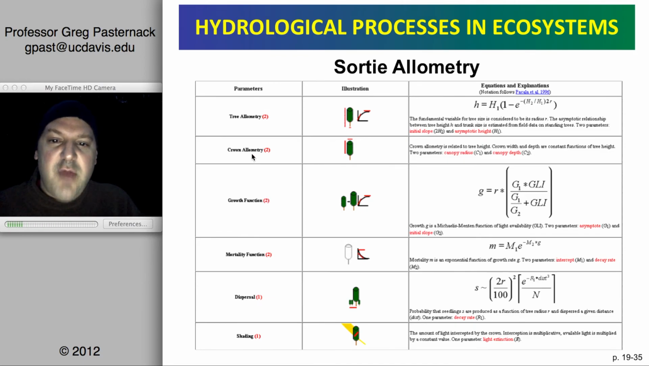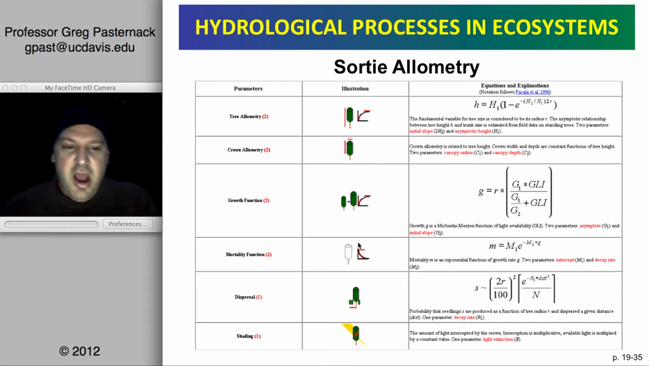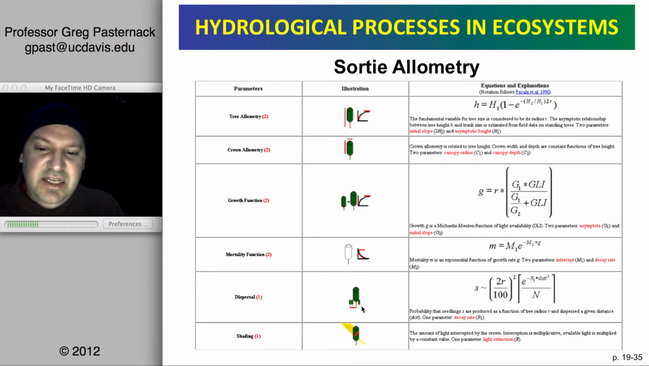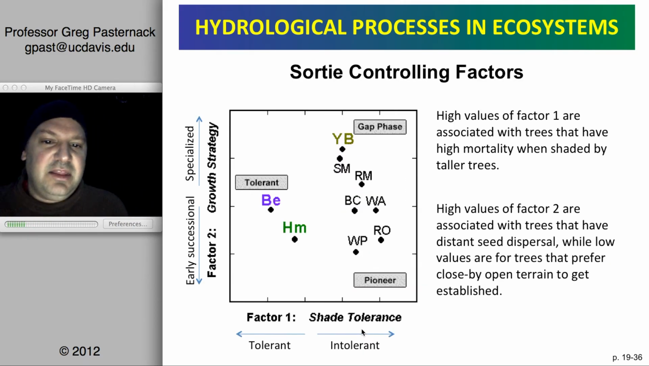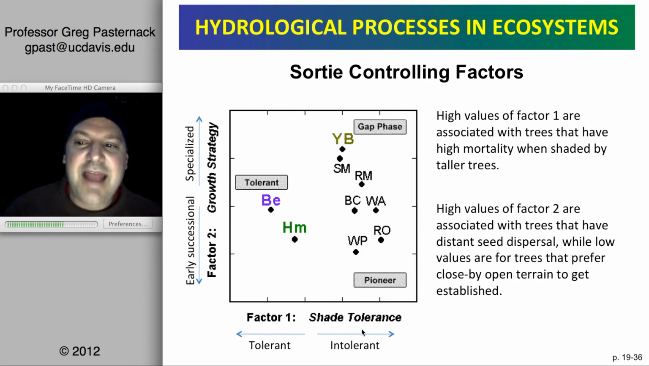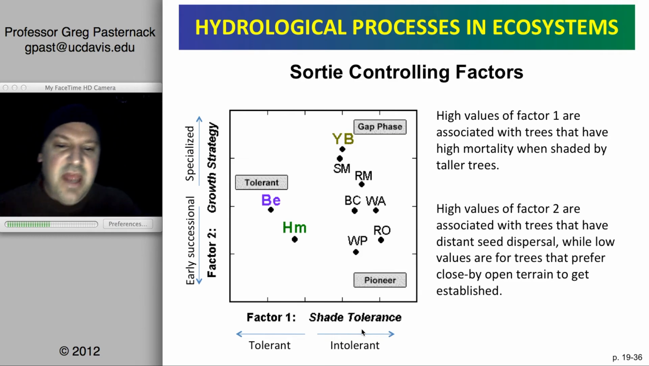We're also going to have crown allometry, so that the diameter of the crown could be a function of crown height or vice versa. Growth function. So here's the function in this case for what that is. That's going to allow the tree to grow. A mortality function, a seed dispersal function, and then a shading effect. Now, one of the things that you can do with a model like this is you can parameterize it to get the effects of different trees represented.